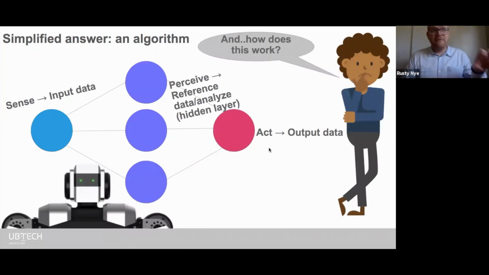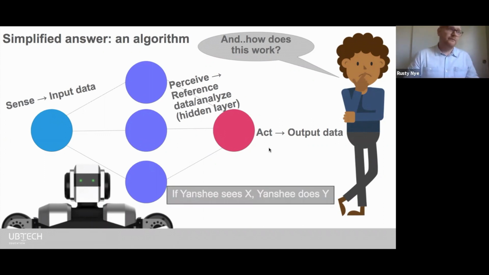So this is a very simplified version of an AI algorithm, and we're really going to dive deeply into this hidden layer in the coming weeks. This is something that we'll really expand on. You'll see this a lot when we're talking about AI, this hidden layer. This is what AI actually enables computers to do very well, and that is this perceiving, this perception idea. So we can represent this thought as a simple algorithm, in that if Yanxi sees X, Yanxi can perform a Y, for example.